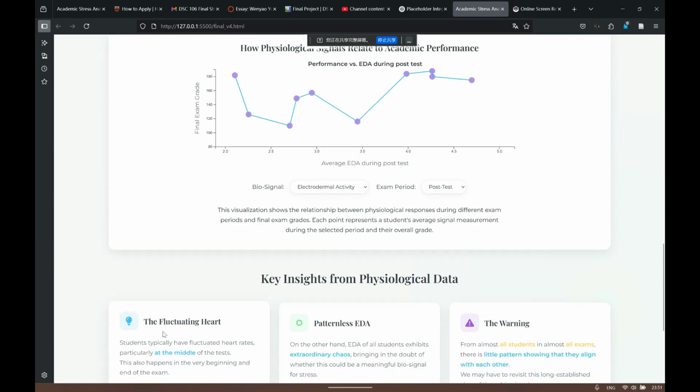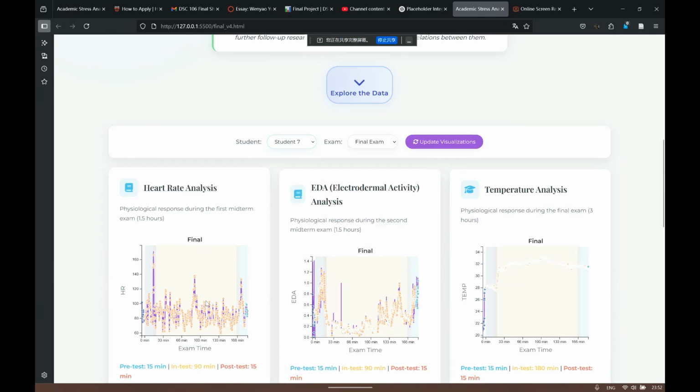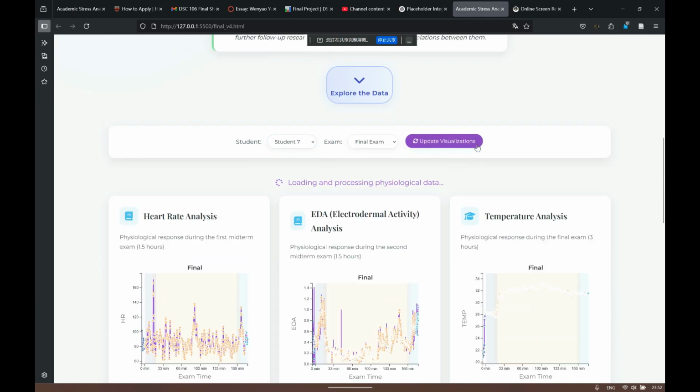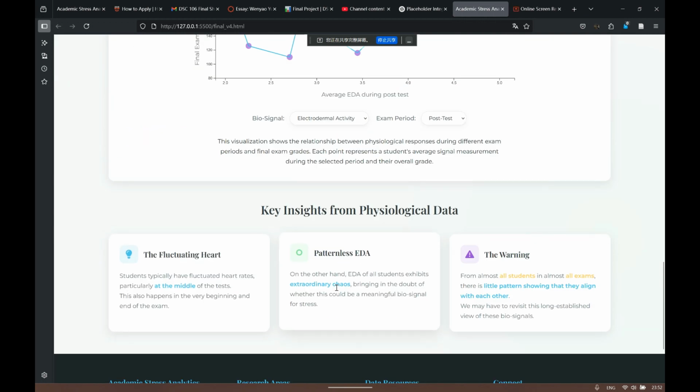First of all, for the heart rate, it is always fluctuating, but with some of them, there's always a middle one, which you can tell is a peak. But for the EDA, there's not a really clear pattern, maybe for some further research reasons. The warning is they might not have overlapping patterns, and we need some further research to validate their validity.